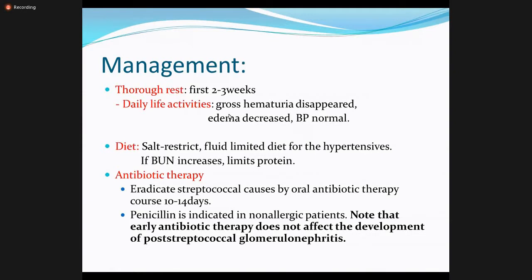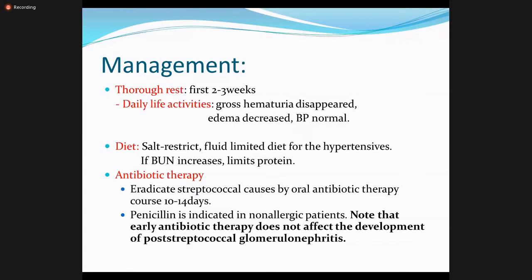Whether they use early antibiotics or not, this is an inflammatory process, so it is not affected by early use of antibiotic therapy. But when you are suspecting post-streptococcal glomerulonephritis, you have to eradicate the infection by giving antibiotics for about 10 to 14 days.